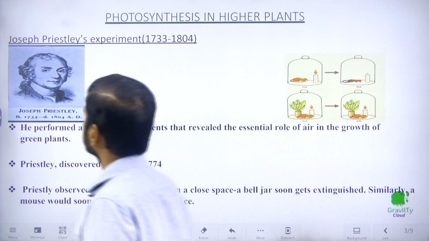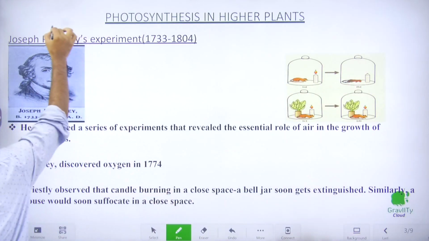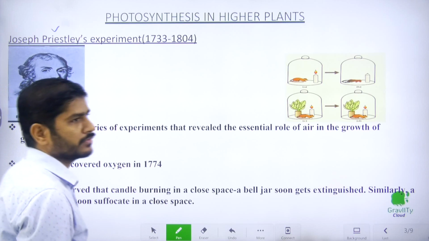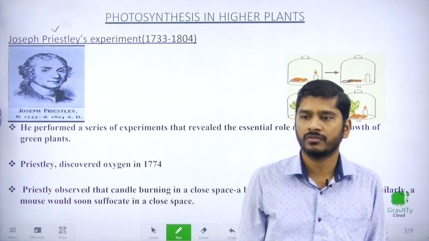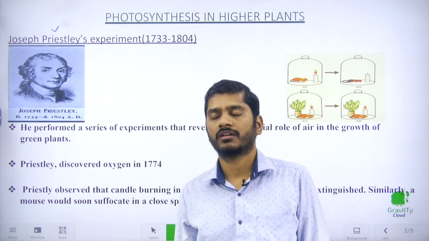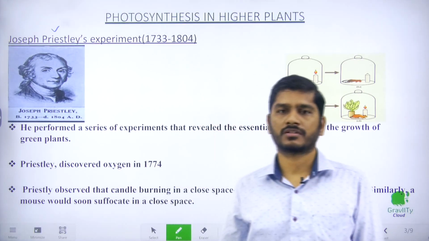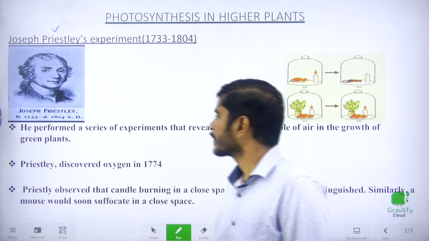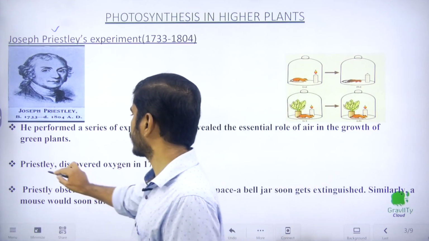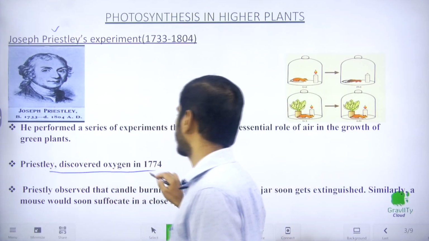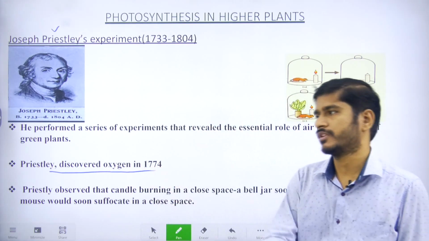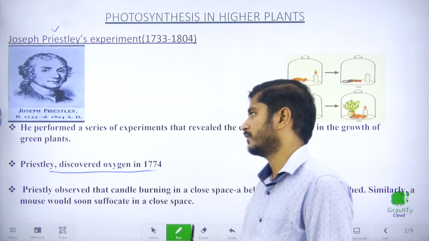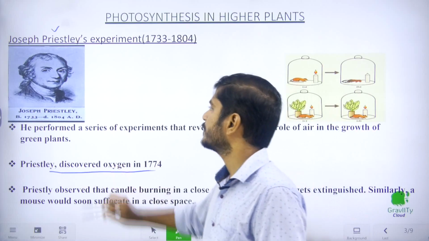Next one, Joseph Priestley. One of the good discoveries was made by Joseph Priestley, another scientist who came up with the discovery of oxygen. Remember this: Priestley discovered oxygen. No need to remember the year 1774, but if possible you can. But remember the discovery compulsorily.